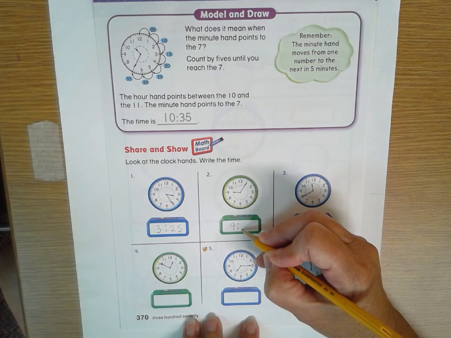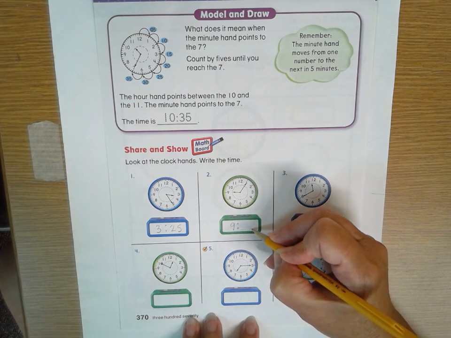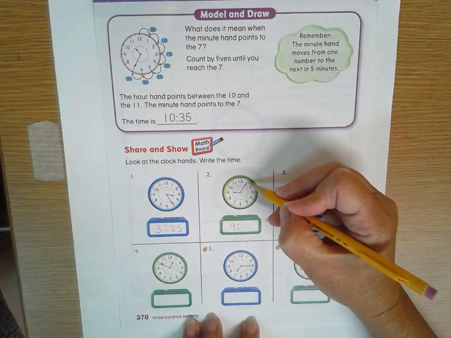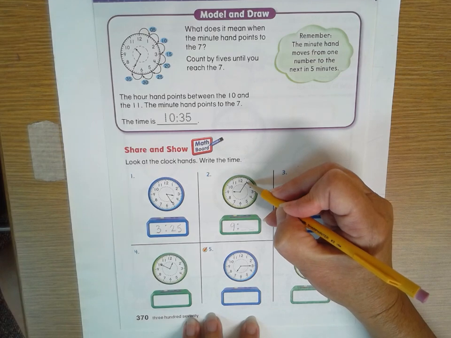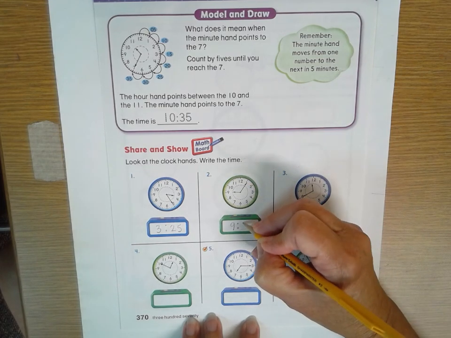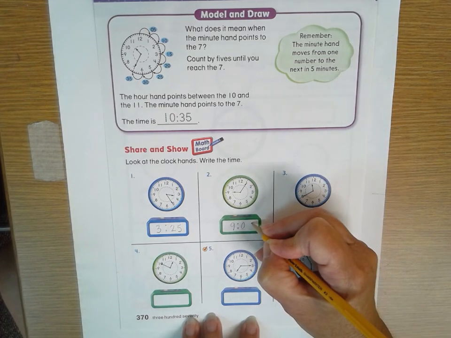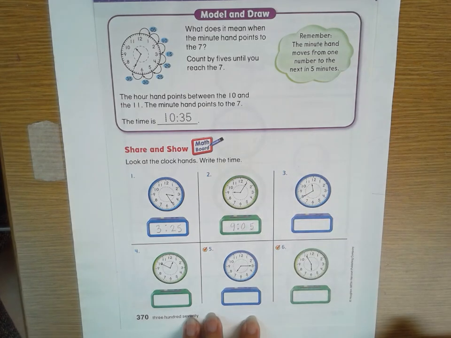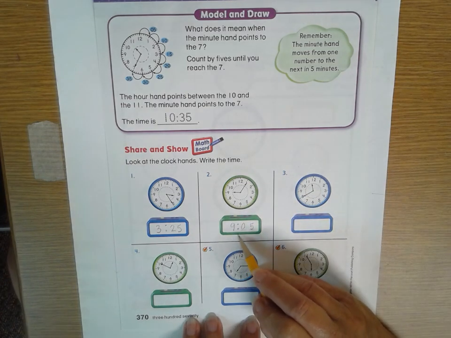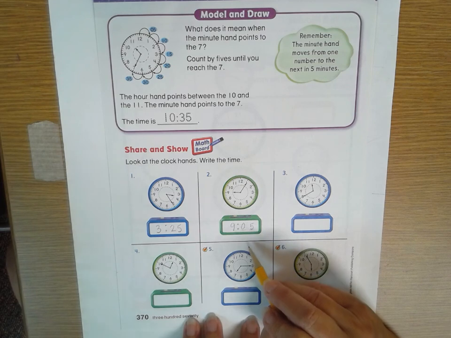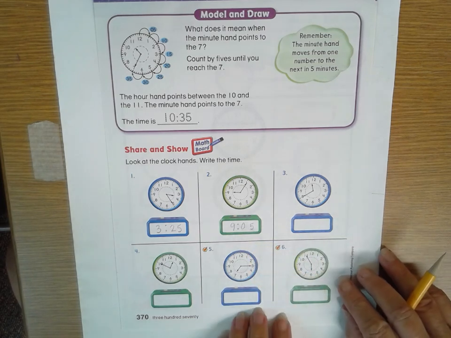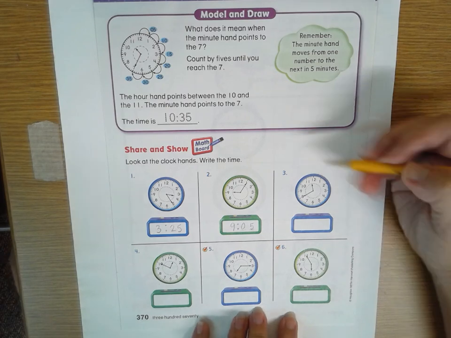So this is a tens digit, this is a ones digit. We have 5 minutes. So in the number 5, there are no tens and there are 5 ones. Now we can say this as 9:05 or 5 minutes past 9. Either way is correct.